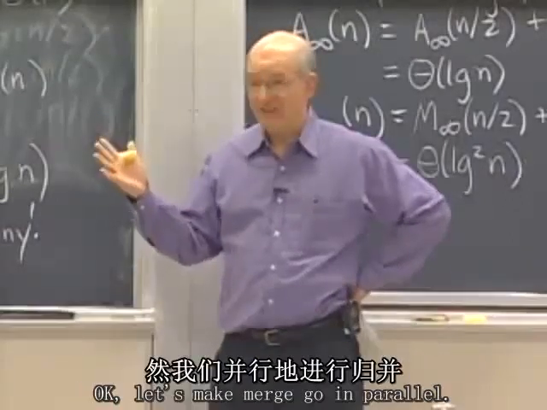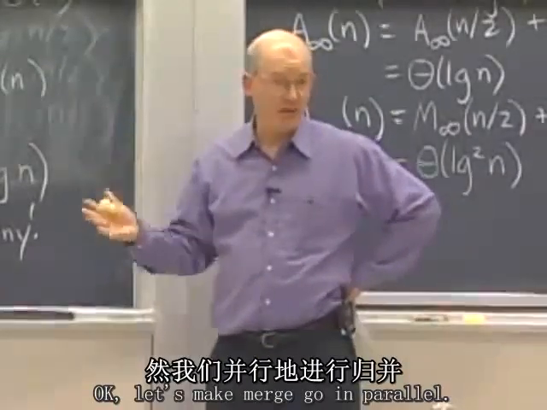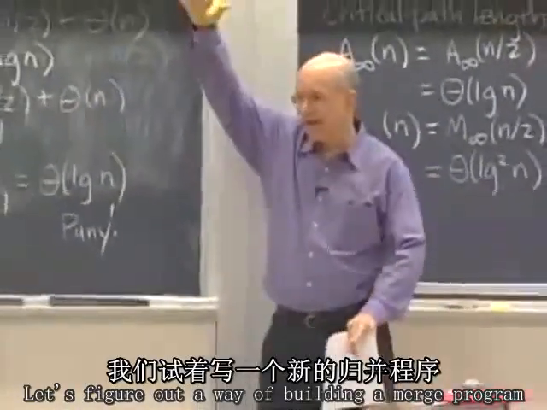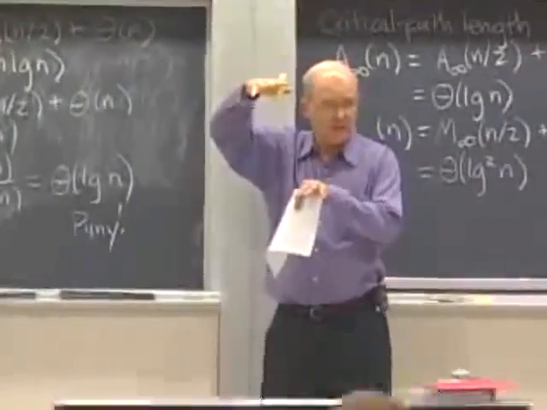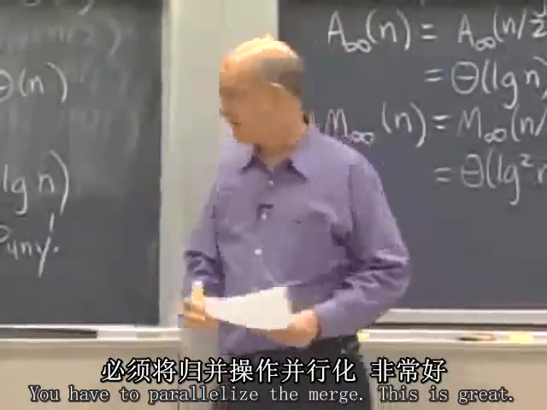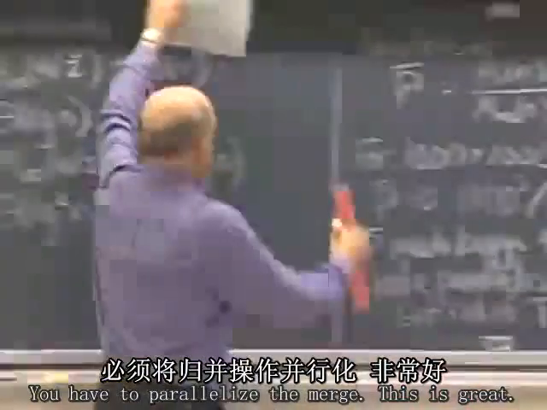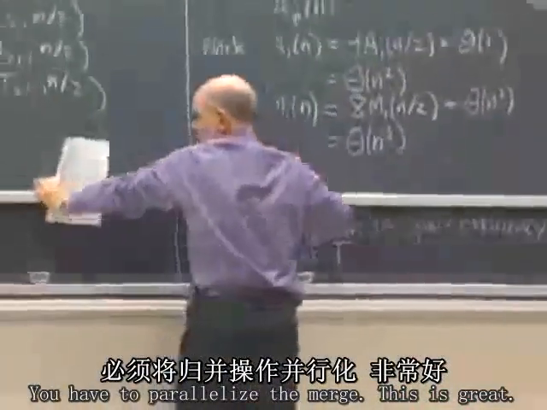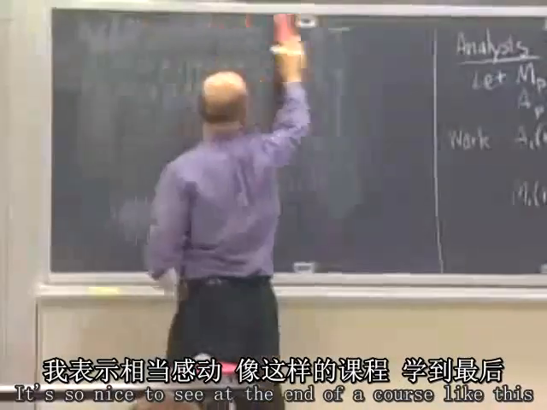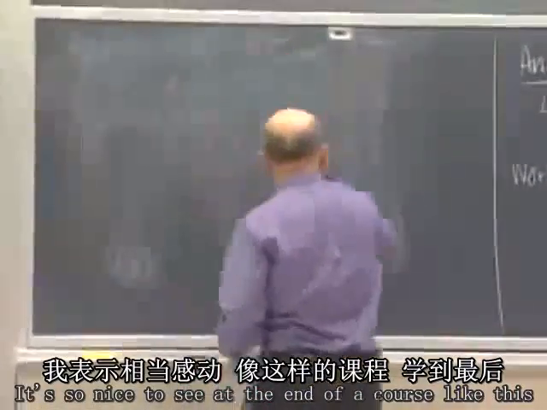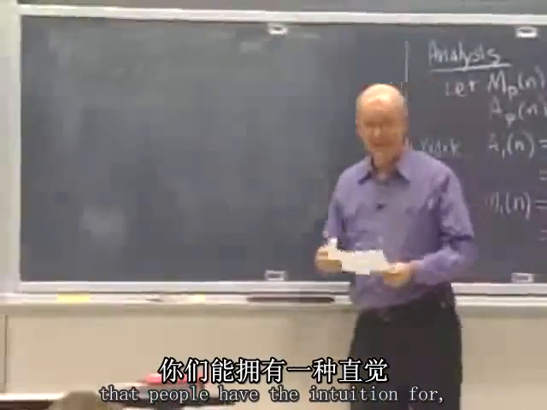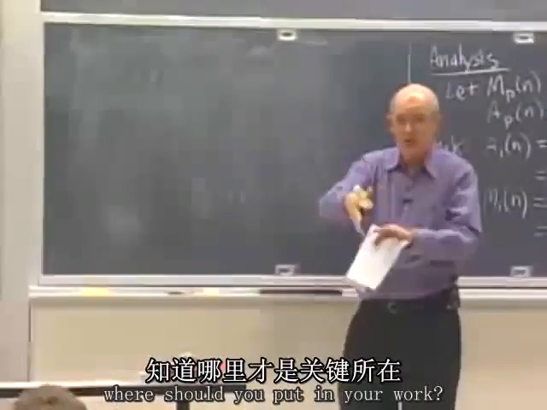Parallel merge. Let's make merge go in parallel. That's where all the critical path is. Let's figure out a way of building a merge program that has a very short critical path. You have to parallelize the merge. This is great. It's so nice to see at the end of a course like this that people have the intuition for where you should put in your work.